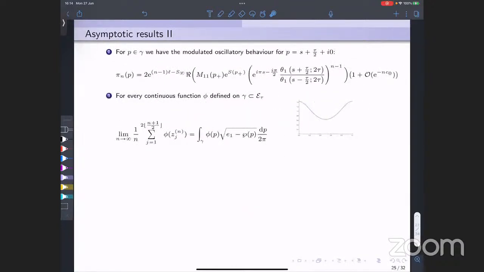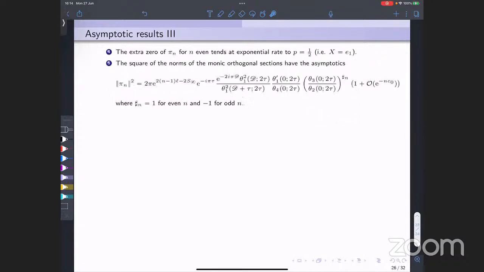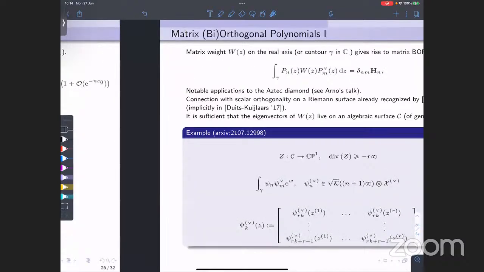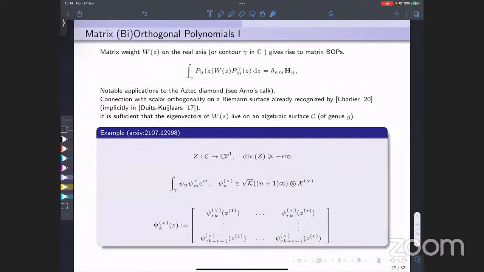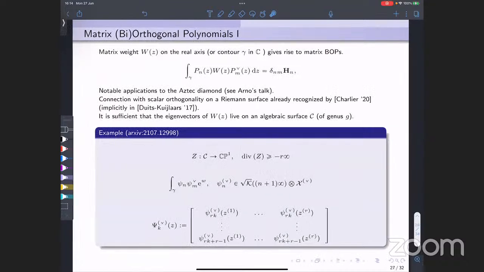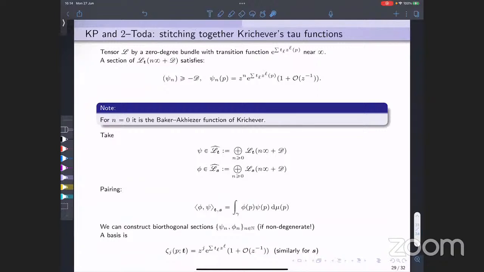And then, well, the density of zeros one can also compute, and so on and so forth. I have 1 minute, and then maybe. No, that matrix of bi-orthogonal polynomials I will not discuss. And I will just mention a separate problem that one tackles along this line of thought.